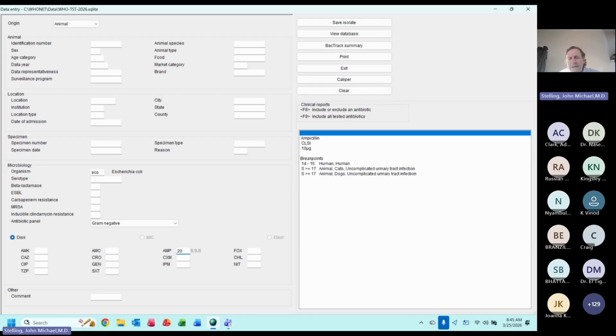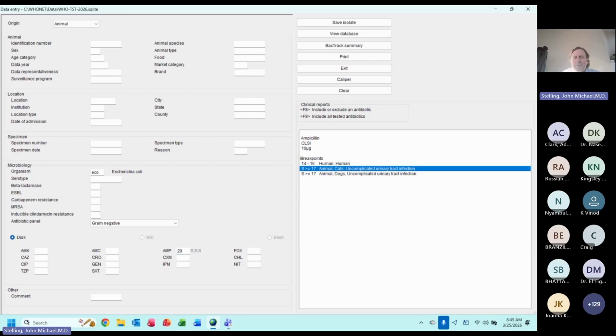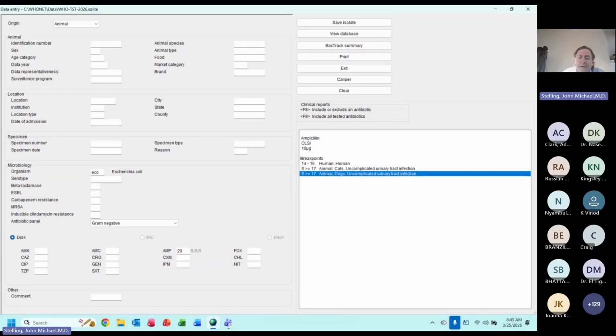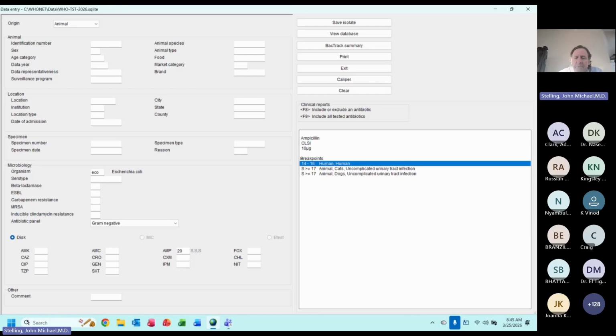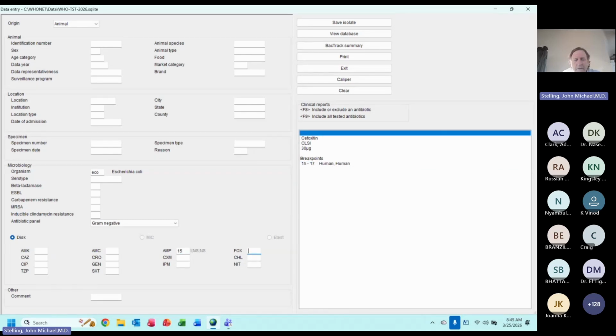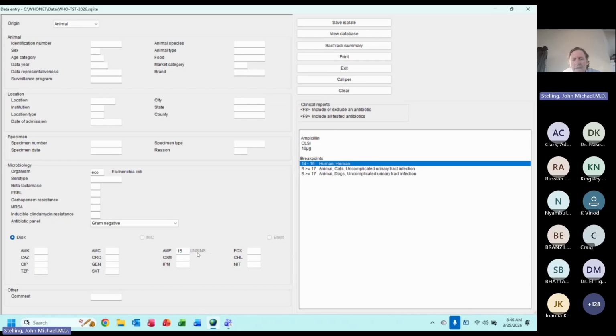It says SSS. The human breakpoints are 14 to 16. The cat breakpoint for uncomplicated UTIs is sensitive greater than or equal to 17, and same for the dogs. In fact, that agrees with the human, but the human sensitive starts at 17. So for human, cats and dogs, sensitive is 17. They don't agree at, for example, 15 millimeters. For 15 millimeters, the human is intermediate, and the animal is non-susceptible.